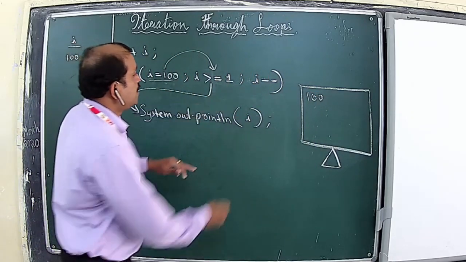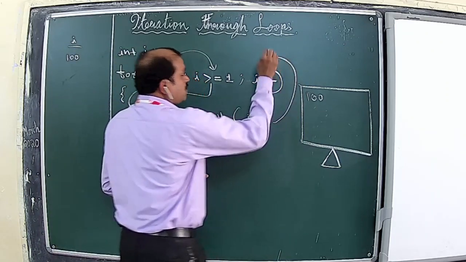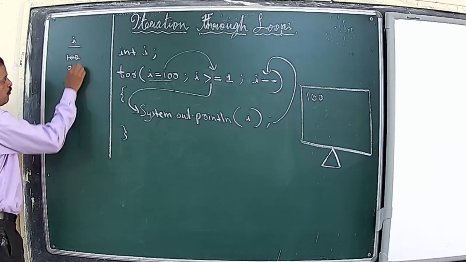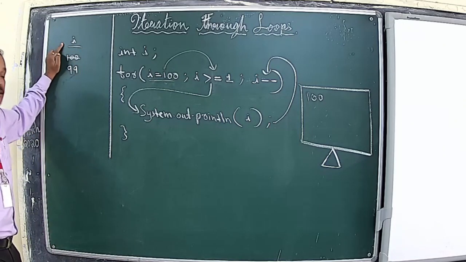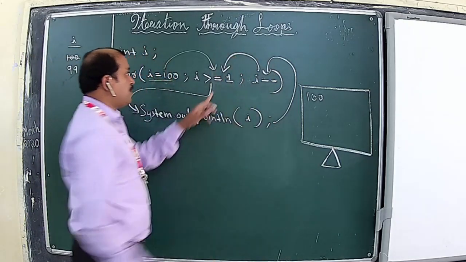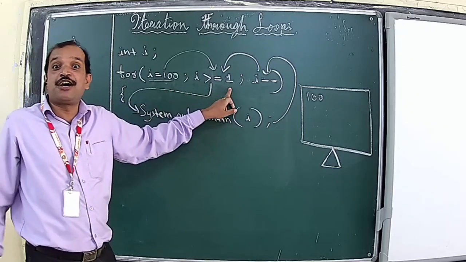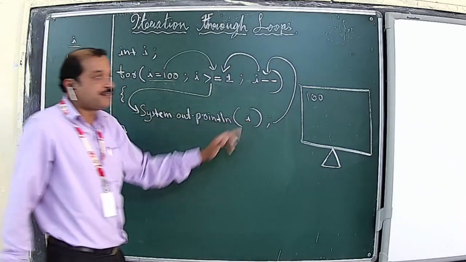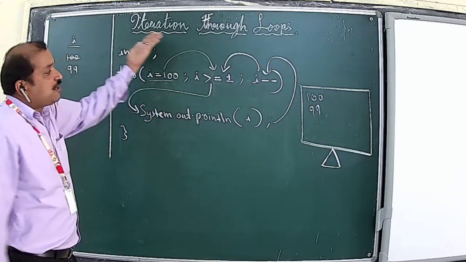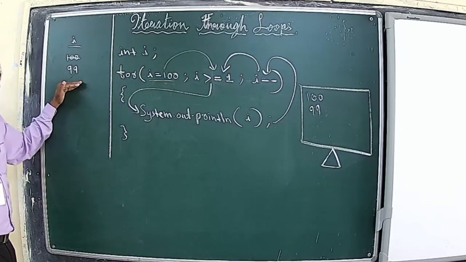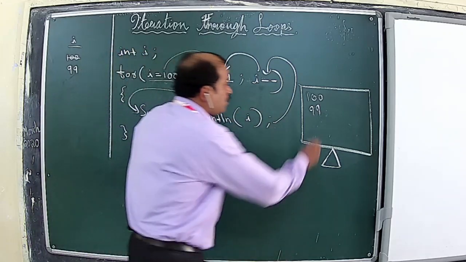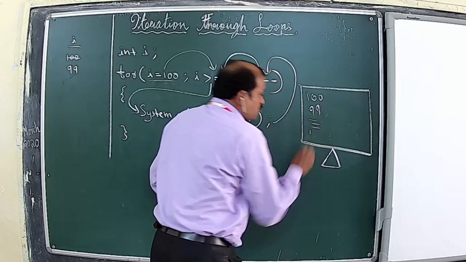After that, as we have already learned, the update expression will be executed, which will decrease the value of the variable by 1. Therefore, the value of this loop control variable becomes 99. After that, again it will come to the test expression. 99 is greater than or equal to 1, so again the body of the loop will be executed and 99 will be printed. Thereby, the loop control variable will be decreased by 1 as each update expression is executed, and it will come to a point where 1 is also printed.